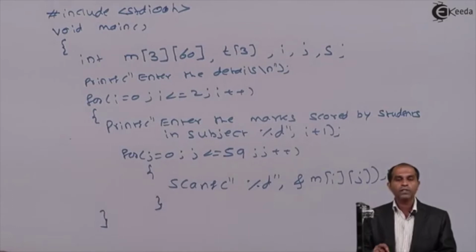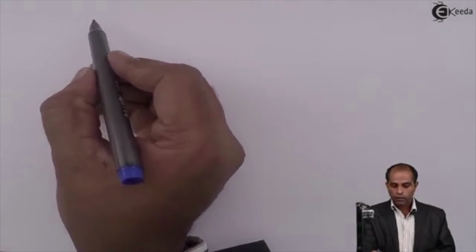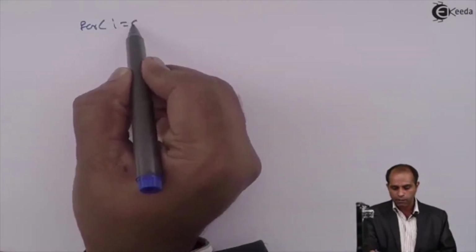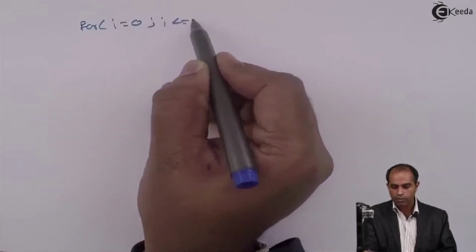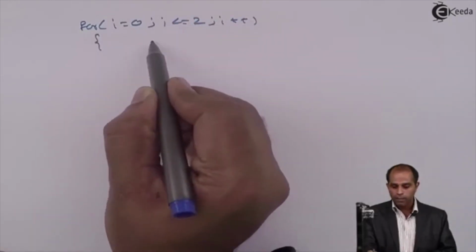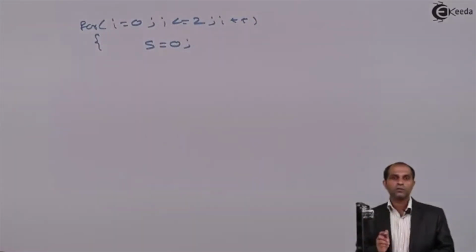So once you are through with the reading operation, next is to find the total. Okay, now let me do this particular total for you. So how do I do the total? For that, I'll say, for how many subjects are there? 3 subjects. i equals 0, i less than or equal to 2, i plus plus. Let me set the initial sum of the first subject, s, as 0.